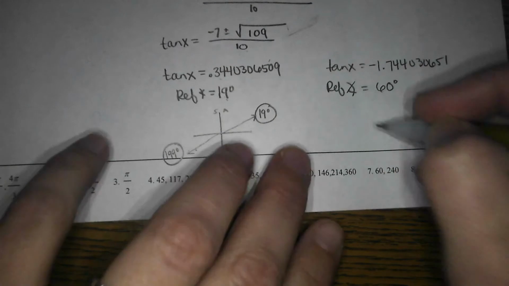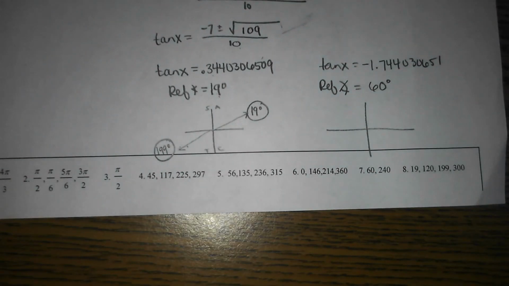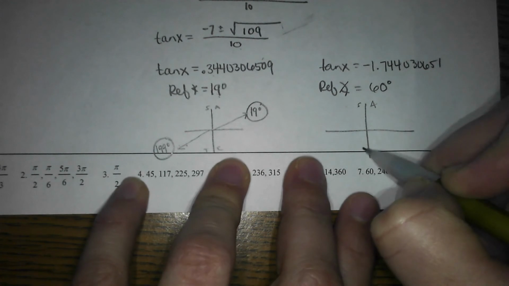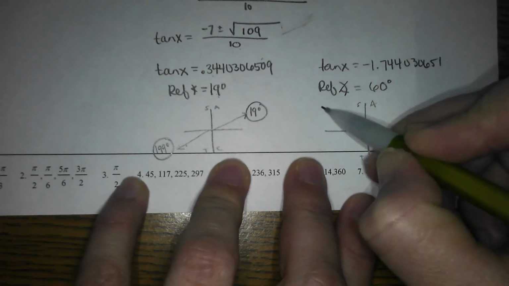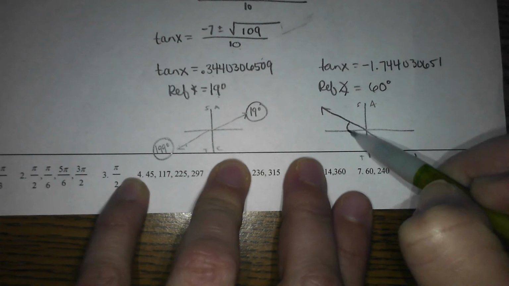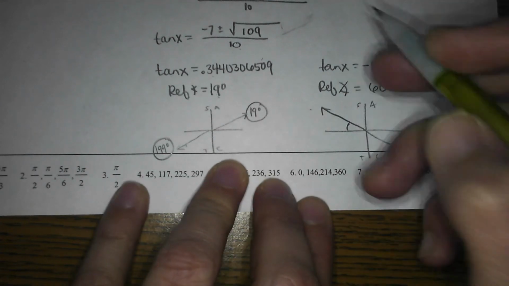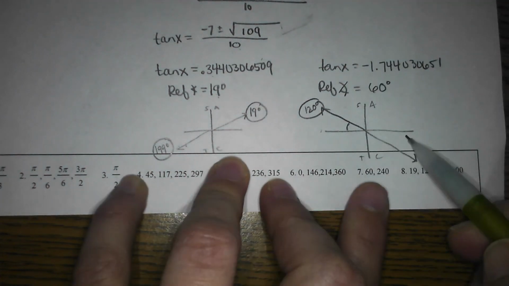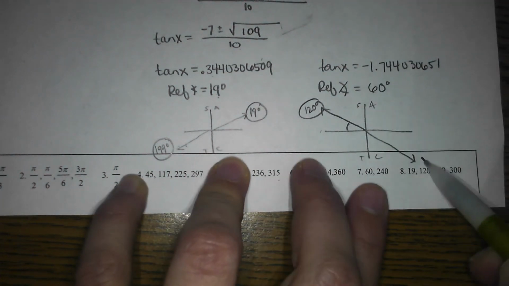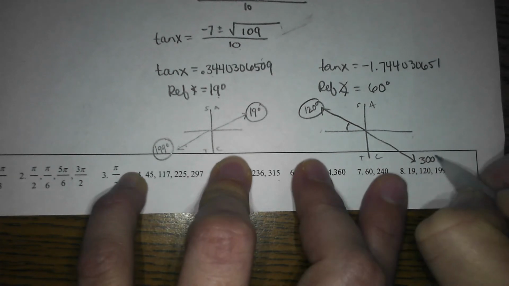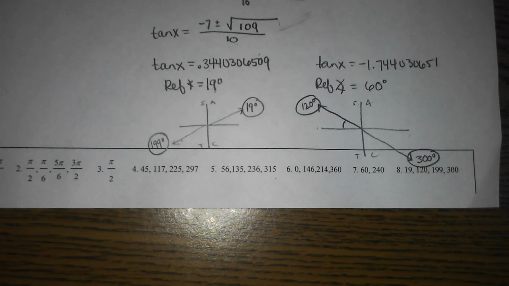And so if we think about our quadrants and try to grab our angles accordingly, tangent is negative in quadrant 2 and 4. So if the reference angle is 60, what angle is the answer? 120. Right? 180 minus that 60. And how about this one? 300. Right? 360. Back it up. 60. 300. Beautiful.